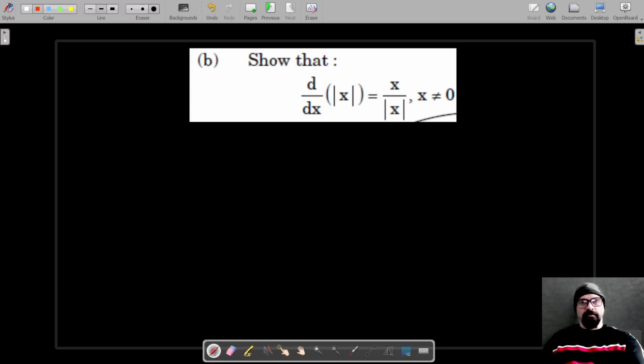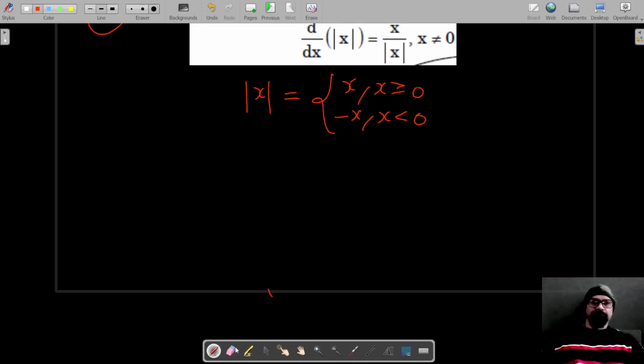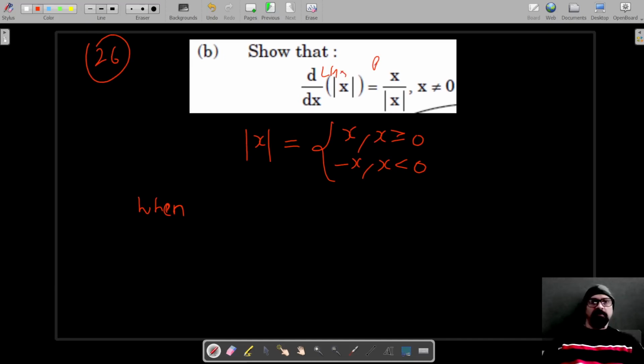Moving on to the second part of the same question, that is question number 26, part B. We have to show that differentiation of modulus of x is equal to x upon modulus of x when x is not equal to 0. Now we know that this modulus function is x when x is greater than or equal to 0, and it's negative x when x is less than 0. And we have to show that in both the cases, the LHS is equal to the RHS.